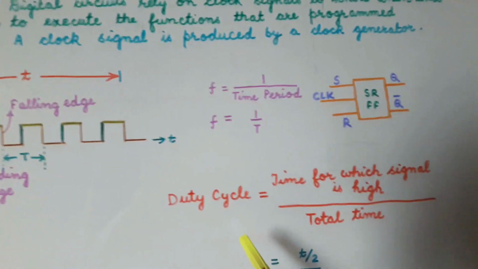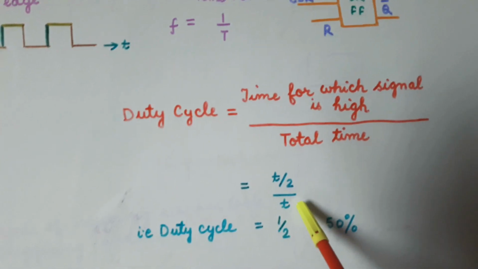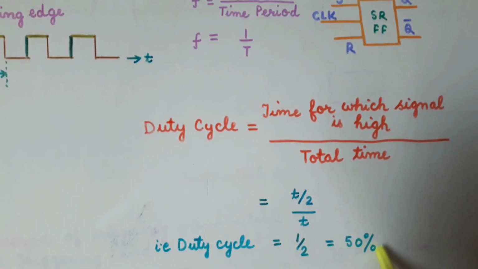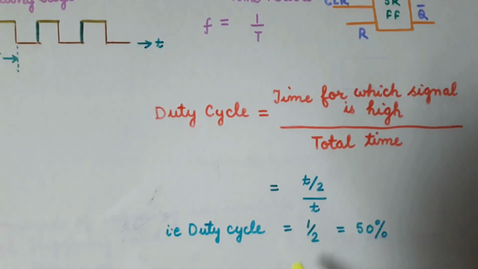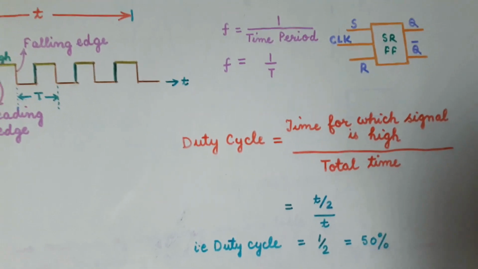So duty cycle will be equal to small t by 2 divided by small t, and this comes out to be half, that is 50%. So the duty cycle for the clock is 50%. This is all about clock.